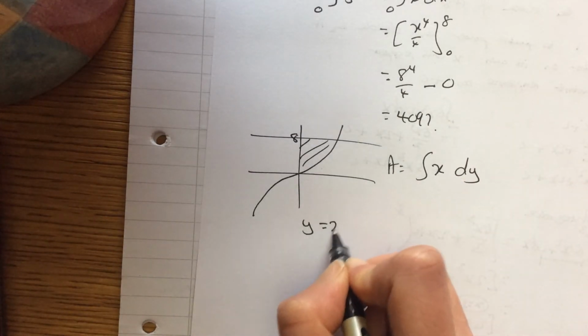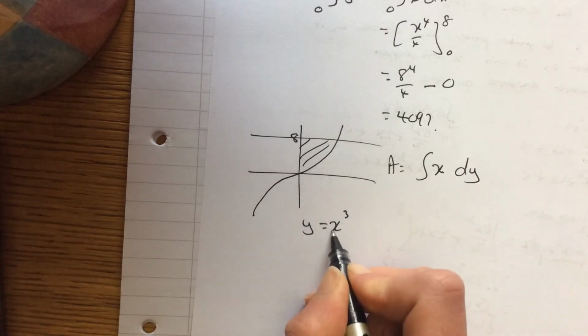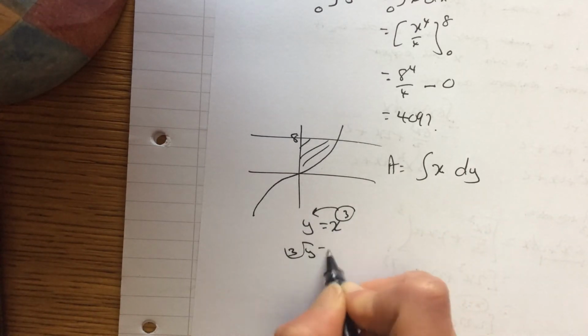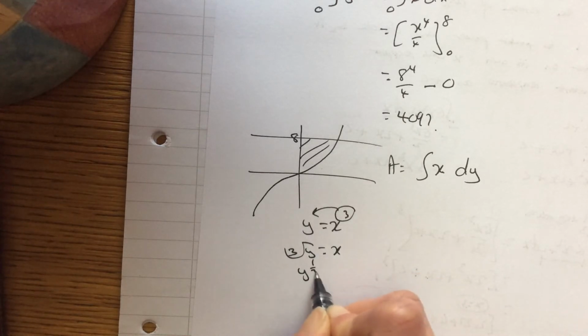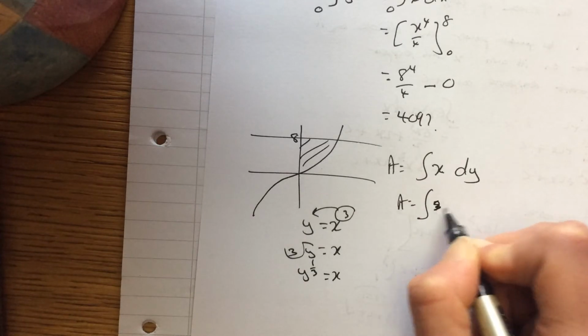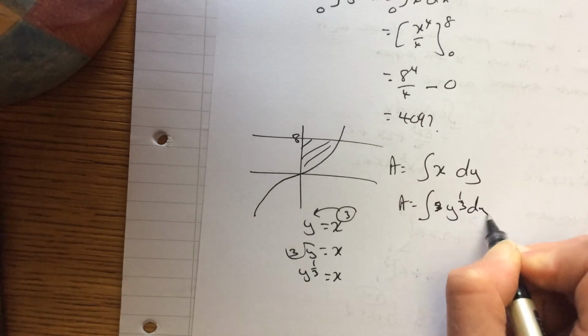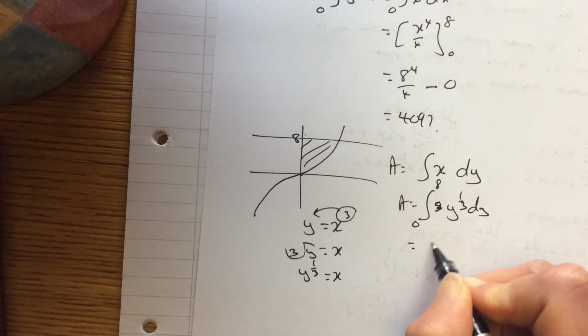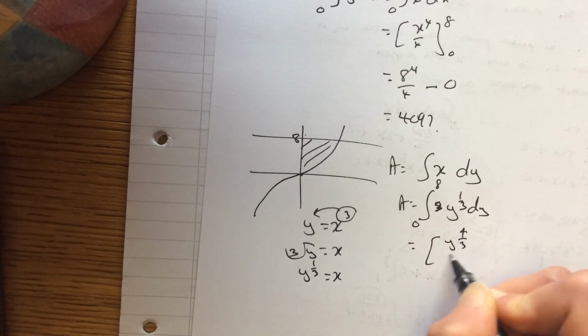I've got y equals x cubed, but I need to put x in there. So if you bring this over to the far side, it's the cube root. And the cube root can be written as the power of a third. So this here is y to the third dy. And my limits are now up to 8. So you add 1 to the power and divide by it.